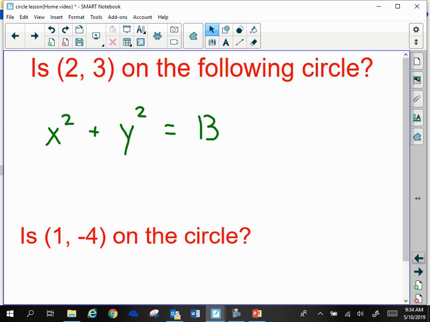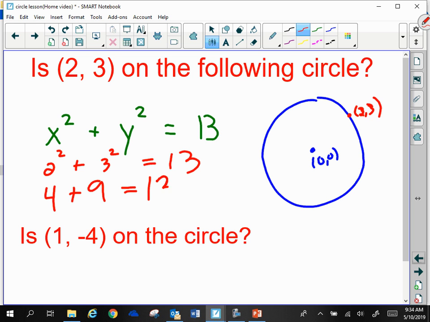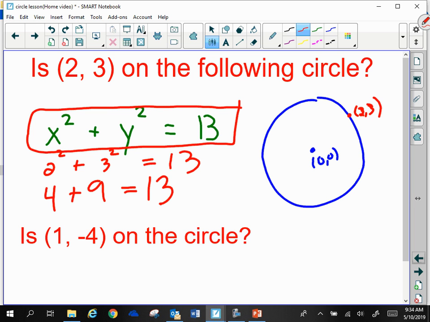All right, this may or may not be obvious, but I wanted to make sure I pointed it out. If I was to graph this circle right here, and there's my center, it's obviously going to be at 0, 0. How would I know if (2, 3) is on the circle or not? Plug it in. Is 2 squared plus 3 squared equal to 13? 4 plus 9 equals 13. So that's the equation of the circle I was talking about right here. I'm asking, is that right there on that equation, is this one going to be on the circumference?